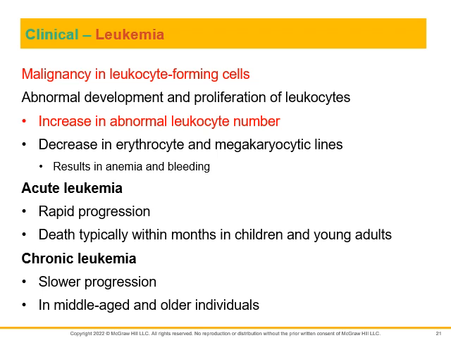So acute leukemia, you just have it right now. It's rapid progression, death typically within months, especially if it's a child. Chronic leukemia is a slower progression. It's lifelong. This usually starts to happen in middle age to older adults.